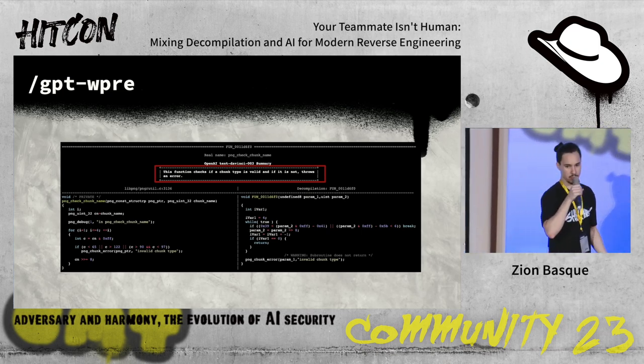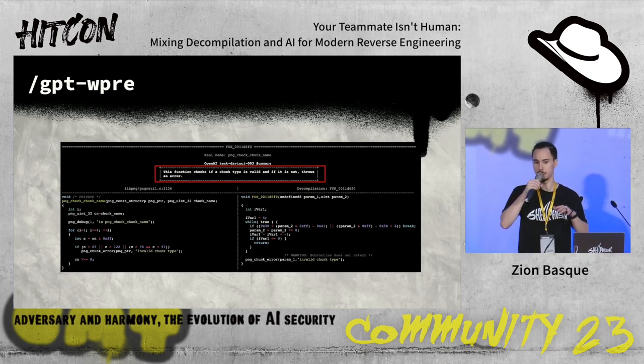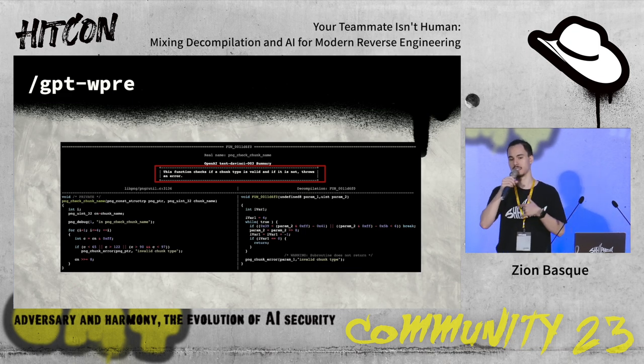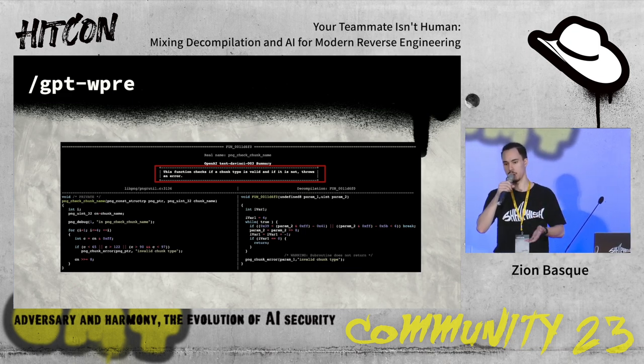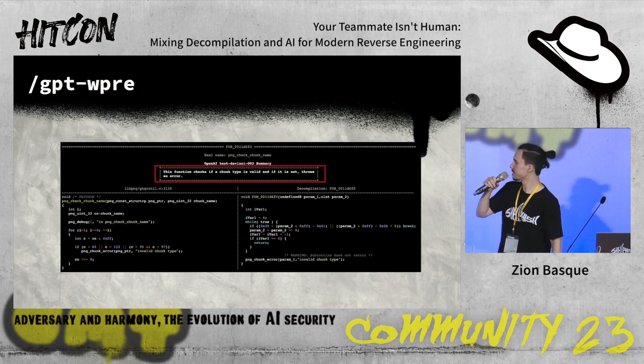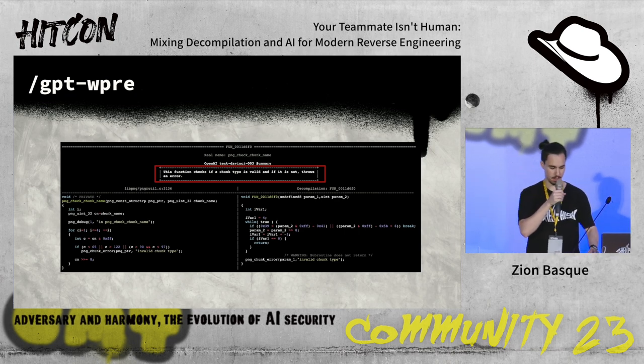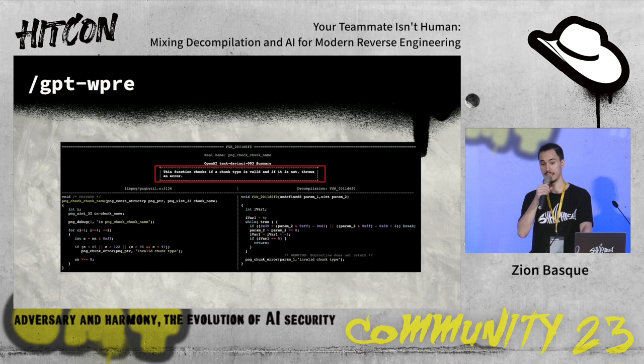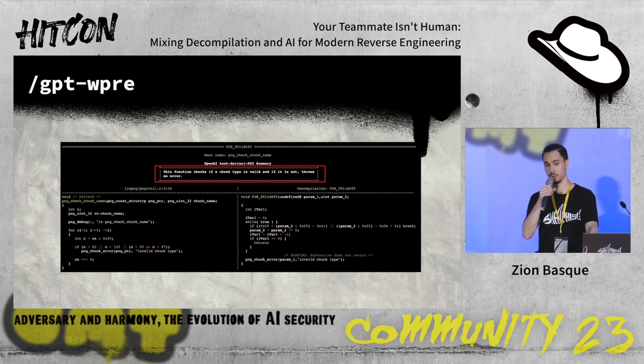So the problem with this one, too, is that it doesn't actually put anything back into the decompiler. And if you were to say, hey, GPT, I think you're wrong here. I think you need to change what is here. You get no updates. You can't go any further. And in addition to that, it's only scriptable. So you need to script the whole thing, run it once, and then that's all you get.